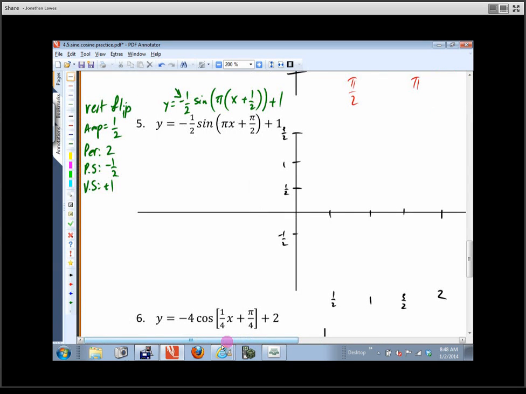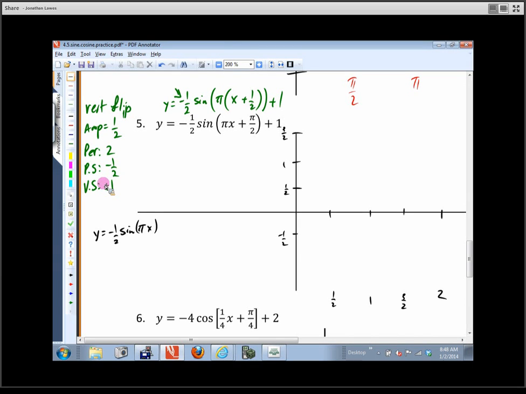Okay, now think really carefully on this. I'm not talking about the end result. I'm not talking about the green graph that we're going to do. I'm talking about this right here. I'm talking about y equals negative 1/2 sine of pi x. That's the shape that I'm going to graph, because that's the right shape, and then I'll take care of moving it left and right and up and down.